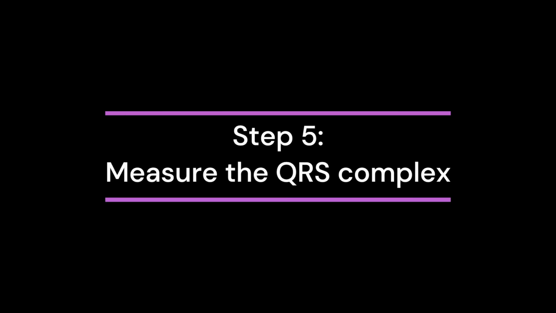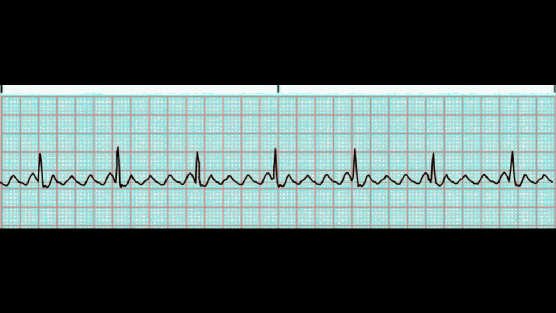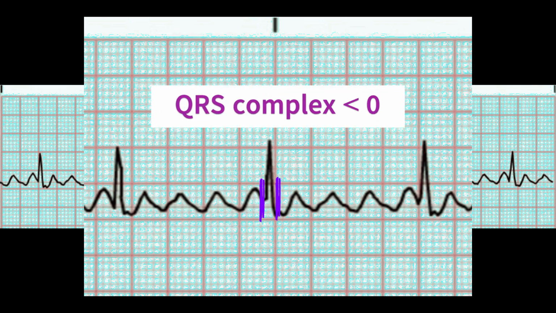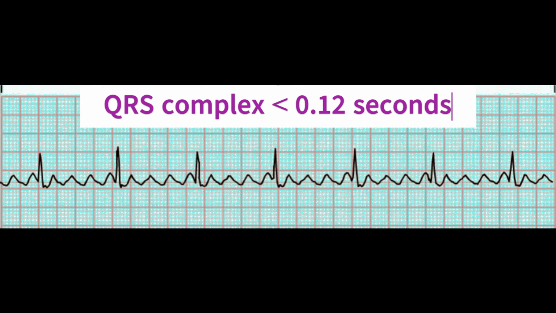Step 5. Measure the QRS complex. Similar to a normal sinus rhythm, the QRS complex is normal and narrow, and has a duration of less than 0.12 seconds.